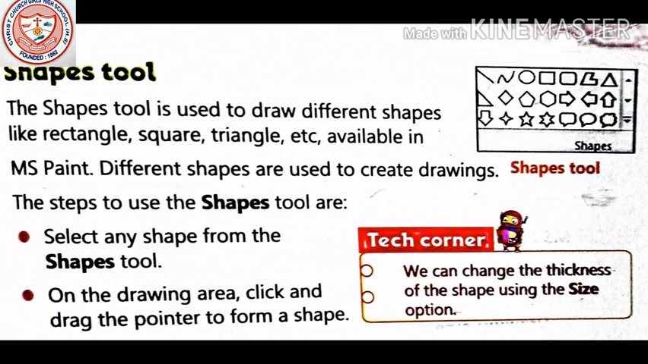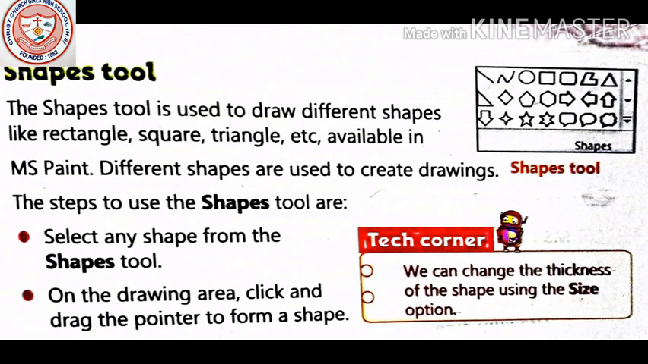You are just going to select the shapes from the shape box. How will you do it? Select any shape from the shape box. In the ribbon you can see the shapes tool present there. With the help of the shapes tool, you can select any shape which you want, for example triangle, square, rectangle, whatever you want.